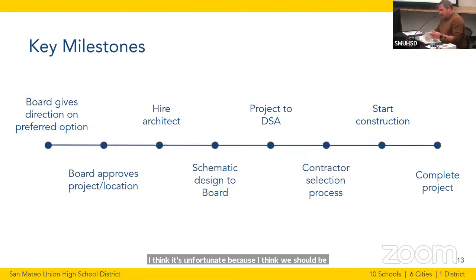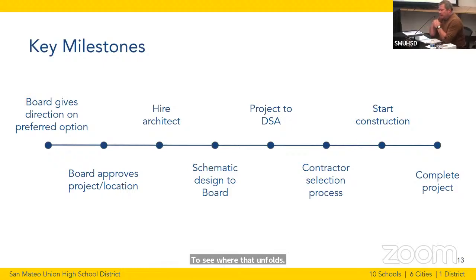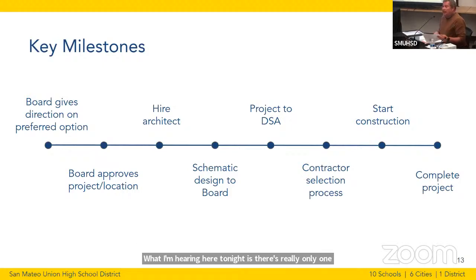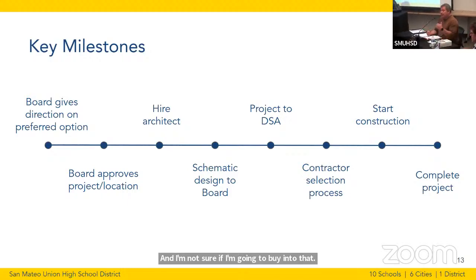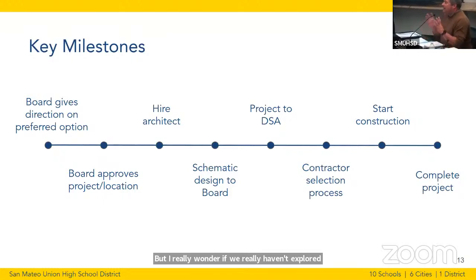I know that one of them is not viable at this point, and I understand why, and I won't go into it, but maybe we need to wait to see where that unfolds. But for me, when we look at these things, we really should find a few alternatives that we can actually choose from. What I'm hearing here tonight is there's really only one choice, and I'm not sure I'm going to buy into that. But I hear what you're saying. I hear that we've communicated with all the partners, but I really wonder if we haven't explored everything we could. I've got to get over that. So I'm wondering what everybody else is thinking.